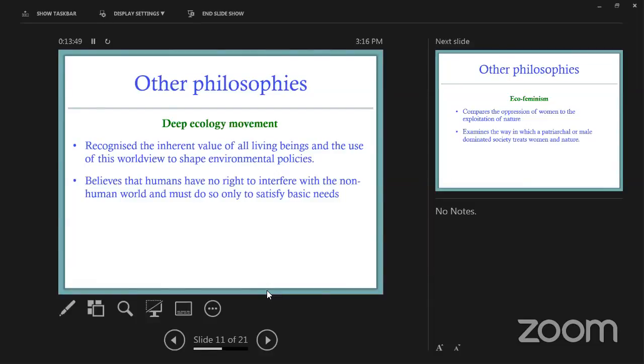It believes that humans have no right to interfere with the non-human world, and we must do so only to satisfy our basic needs and not unnecessarily exploit the non-human world.